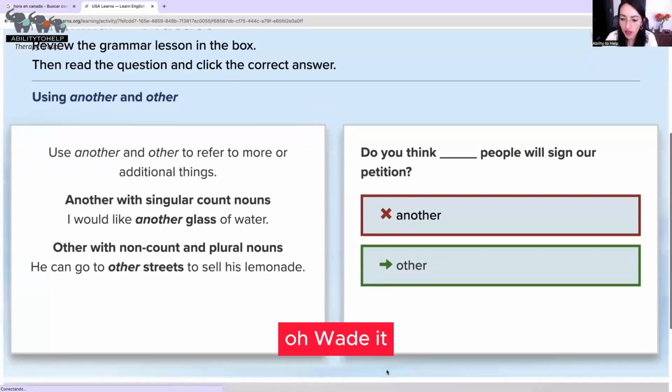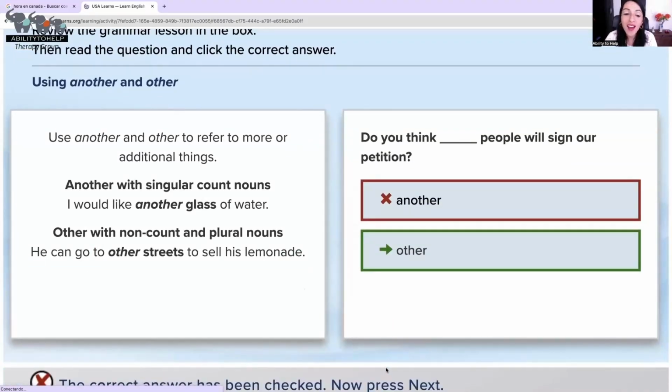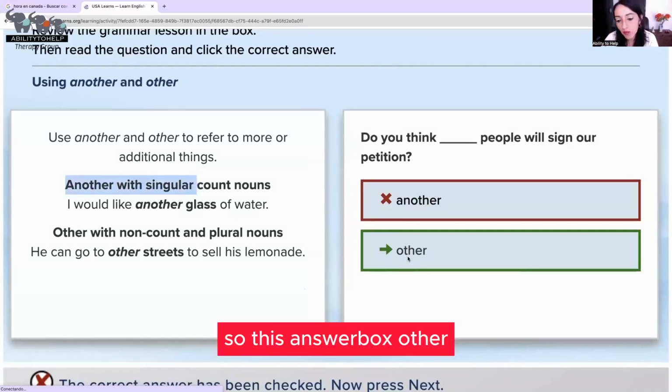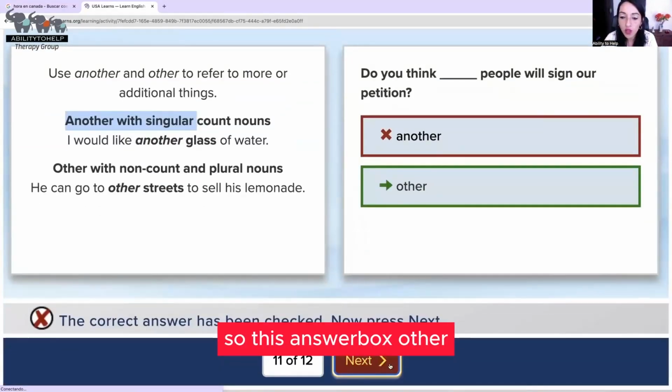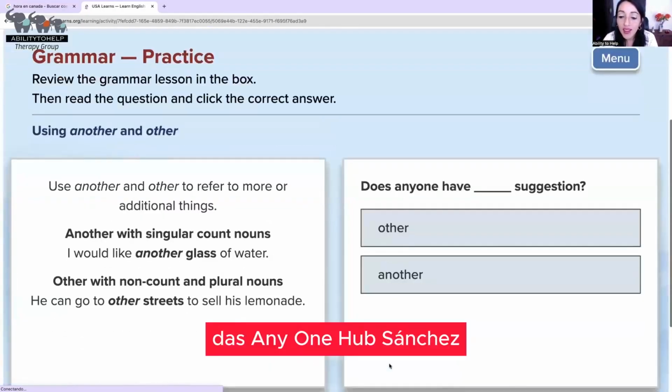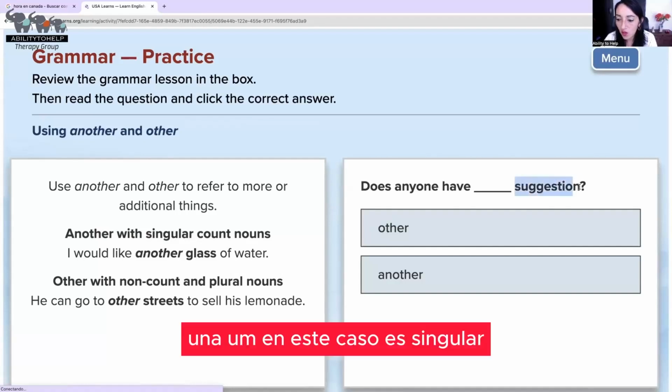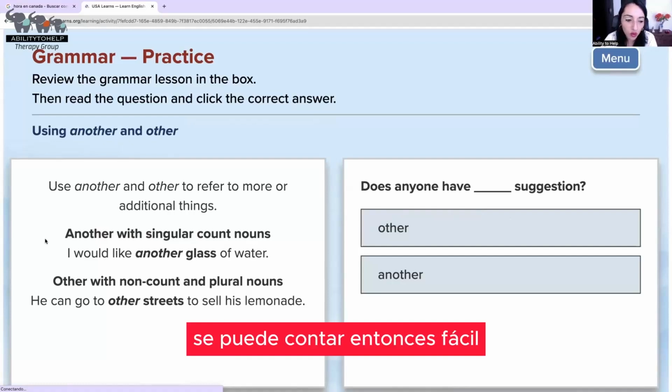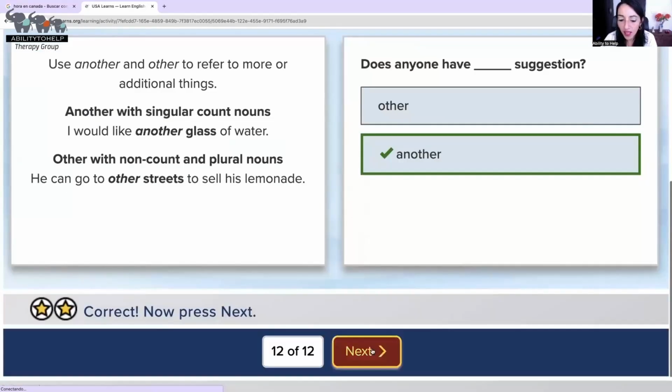Oh, wait. Another, I made a mistake. Don't forget it. Another is just with singular. So this answer was other. Does anyone have another suggestion? En este caso es singular, se puede contar, entonces, fácil. Okay, let's see.